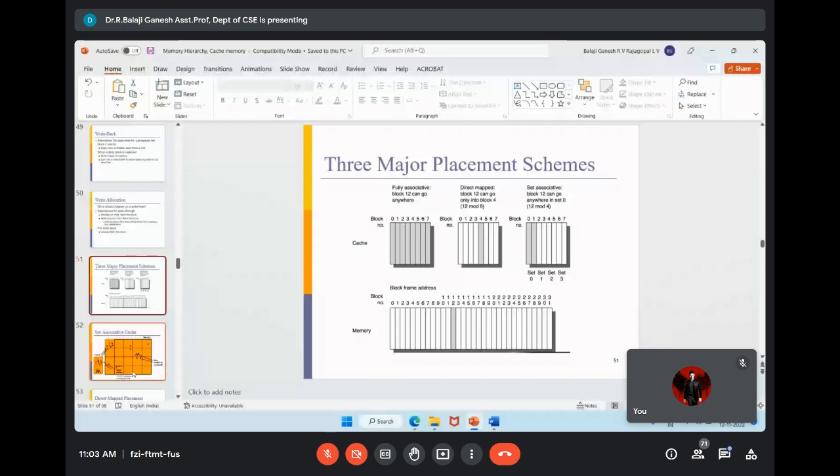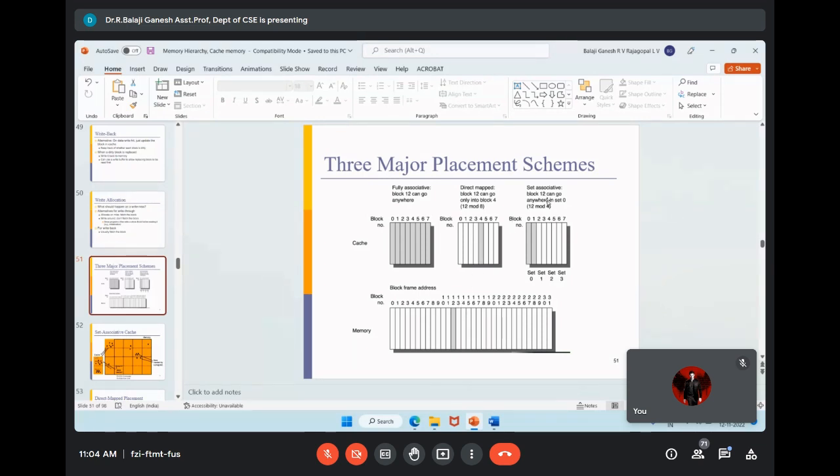Suppose we want to place the 12th main memory block. In the case of direct mapped cache, it is 12 mod 8, where 8 is the total number of blocks in the cache. 12 mod 8, we will get 4. So the 12th block of main memory will be placed in the fourth block.